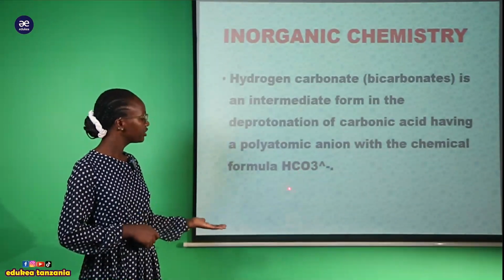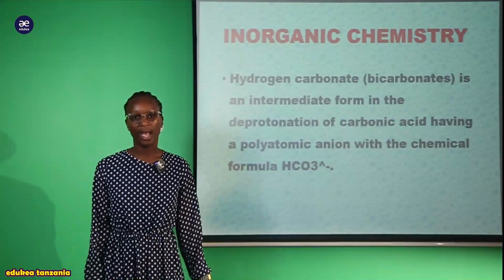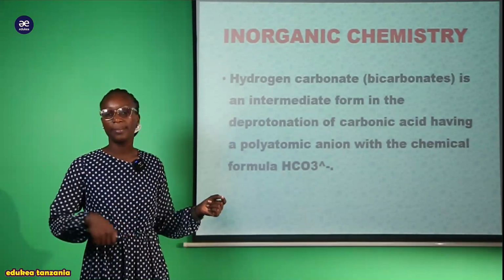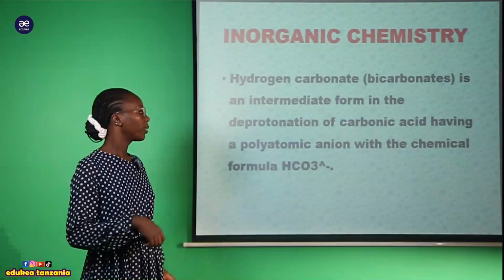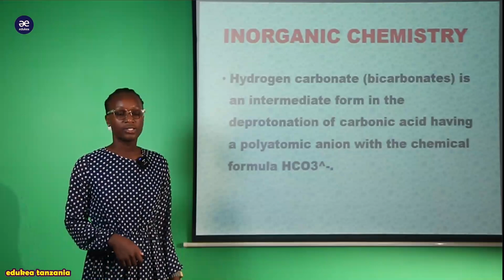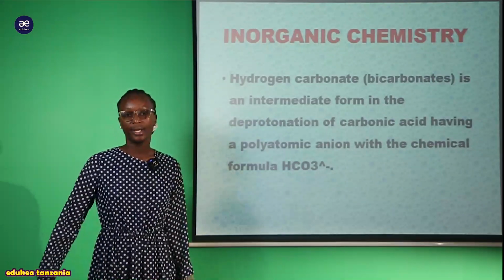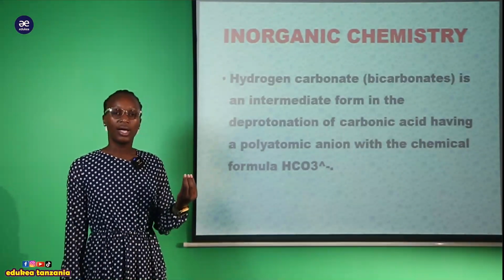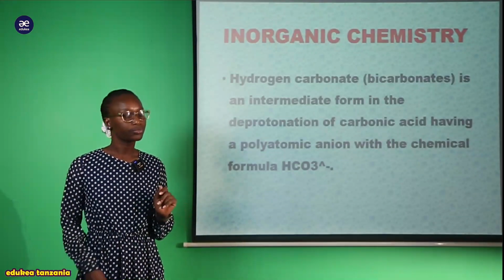This here is HCO3 with a -1, this negative ion. That's why we say deprotonation has taken place. Where has the deprotonation taken place? On the carbonic acid, which had the polyatomic ion. Therefore it gives the chemical formula with the HCO3 ion. So that is all about the carbonates, but also about the hydrogen carbonate. I hope that is clear for you.